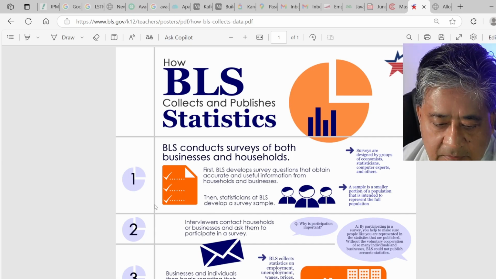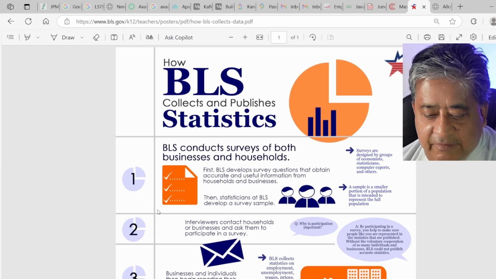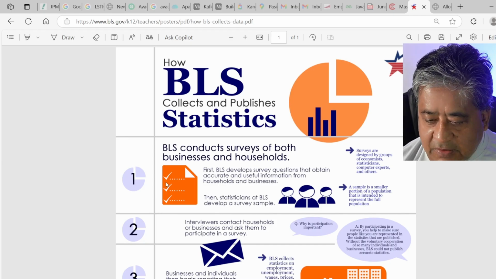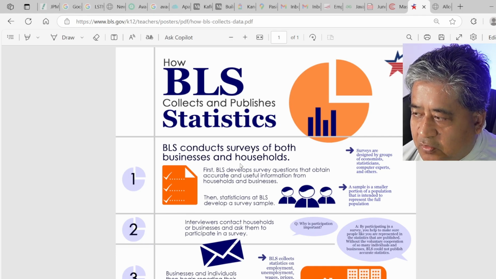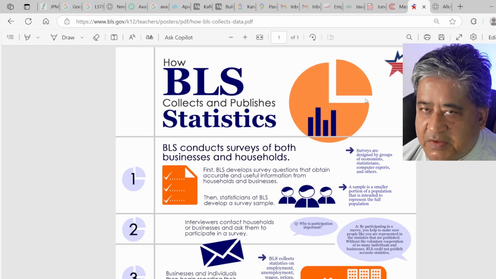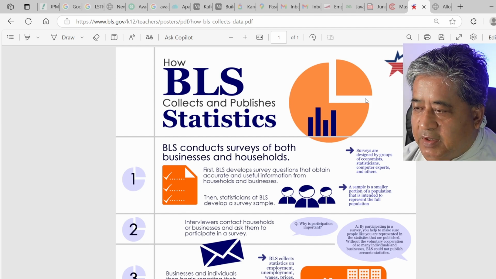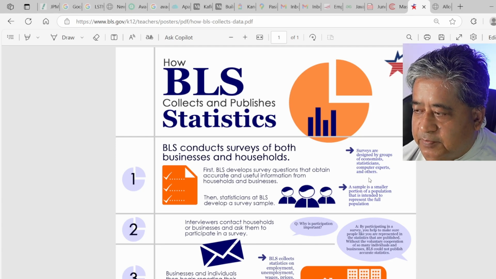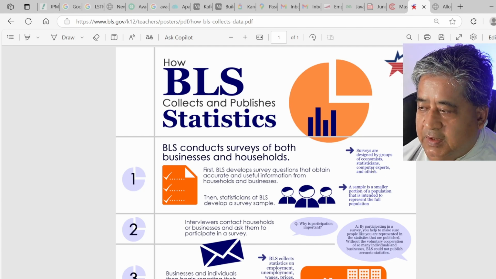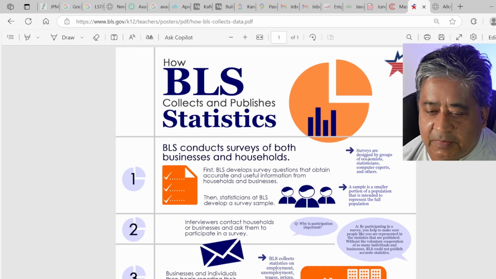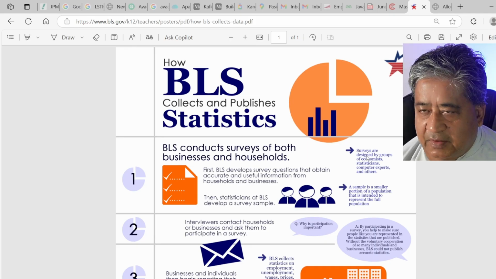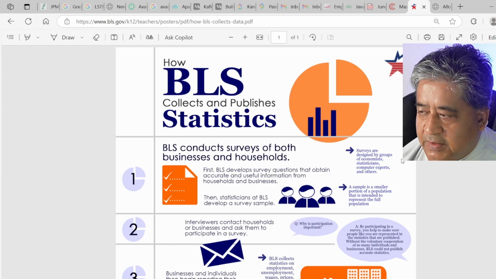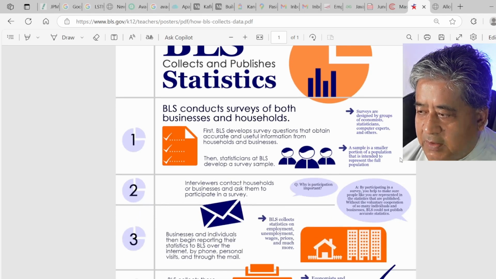Step 1, BLS conducts surveys on both businesses and households. The surveys are designed by groups of economists, statisticians, computer experts, and others. A sample is a smaller portion of the population that's intended to represent the full population. Basically, the surveys are sent out to this sample of the population.